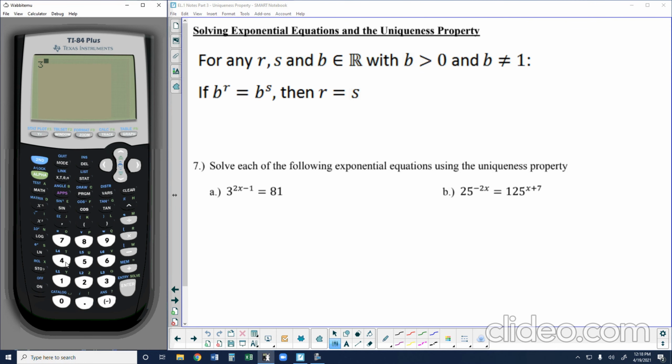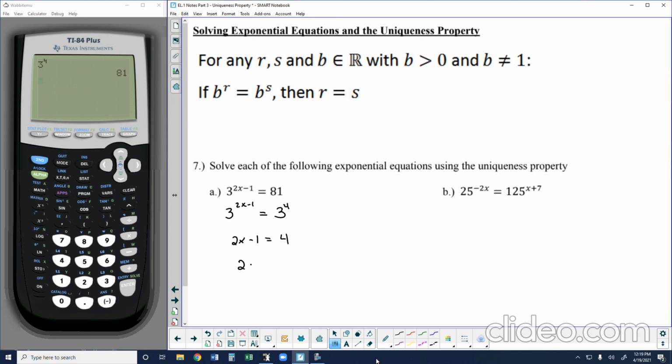If you said 3 to the 4th power, you'd be correct. 3 to the 4th power, you can see over here on the calculator, is 81. So I can rewrite this as 3 to the 2x minus 1 power equal to 3 to the 4th power. I'm just replacing 81 with 3 to the 4th power. Now, because of the uniqueness property, when I have two equal bases, their exponents must be equal. So that means that 2x minus 1 must equal 4.